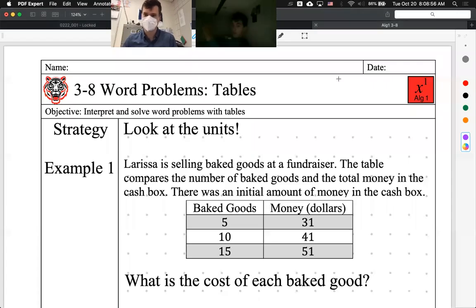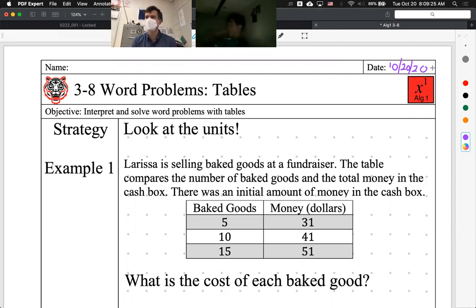All right, so we're in Algebra 1, 3-8 word problems tables. Today's date is Tuesday, October 20th, 10/20/2020. Our objective today is to what, Ripley? Interpret and solve word problems with tables. It does look very close if that R was a C, right?